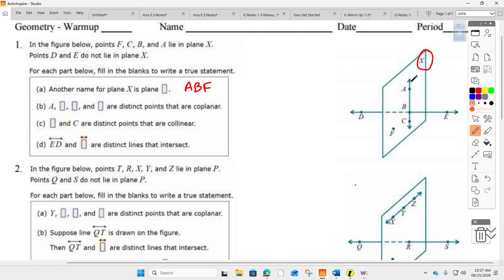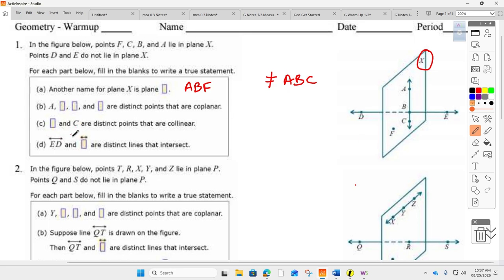Did anybody say ABC? Okay, so be careful because A, B, and C are all 3 collinear. You can't have all 3 points in a line. So if she said ABF, you could say BCF. But you can't give ABC because it doesn't belong to just that one plane, right? There are other planes that intersect at that line. So if you did ABC, really that's the only one you cannot say. You cannot name a plane ABC because they are all 3 collinear.